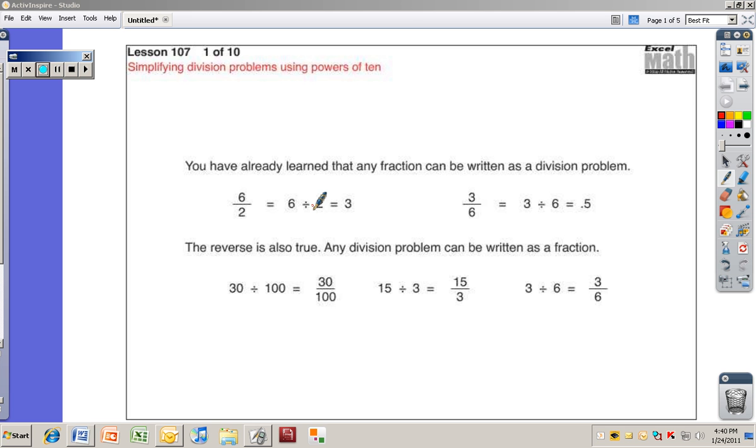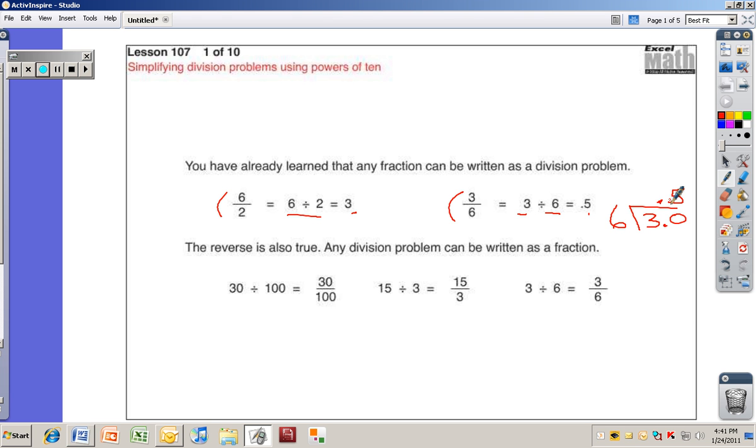You have already learned that any fraction can be written as a division problem. So this means 6 divided by 2, right? 6 divided by 2 is 3. This is 3 divided by 6. Is 3 divided by 6 2? No, 3 divided by 6 is 0.5. How could that be? This means 3 divided by 6, and this is like 3.0 divided by 6. Put the decimal point up there, and that's equal to 0.5, because 5 times 6 is 30.